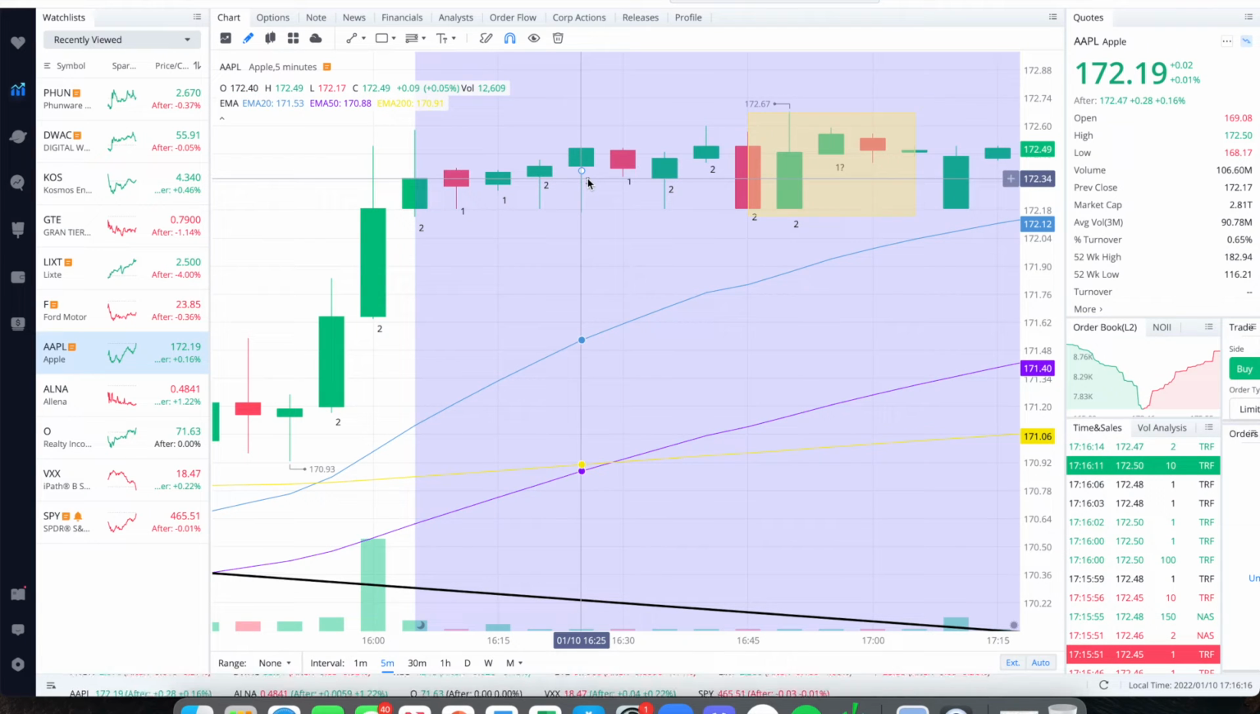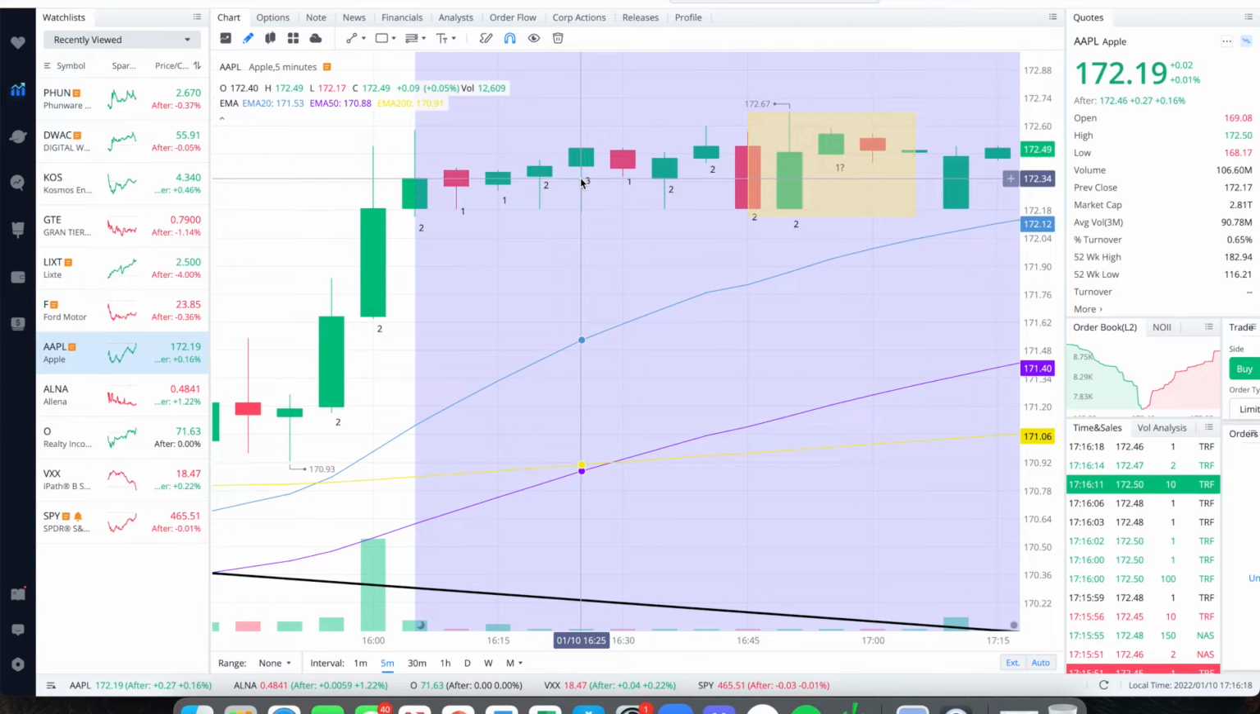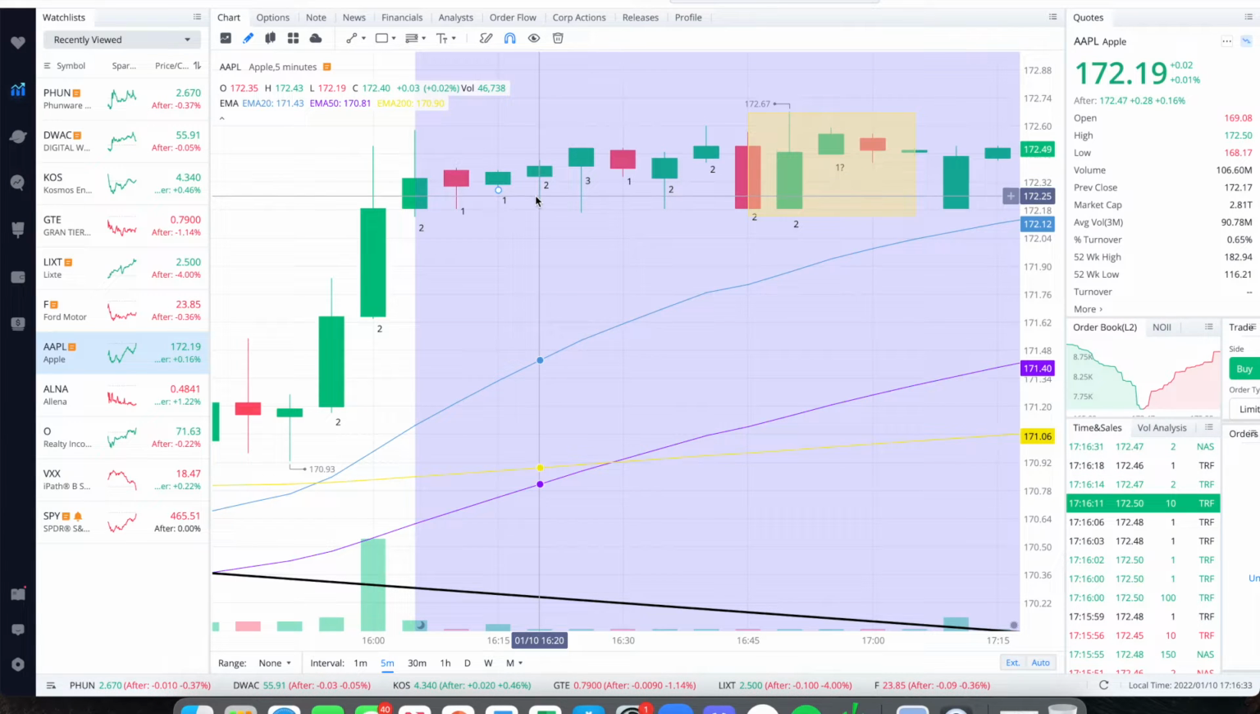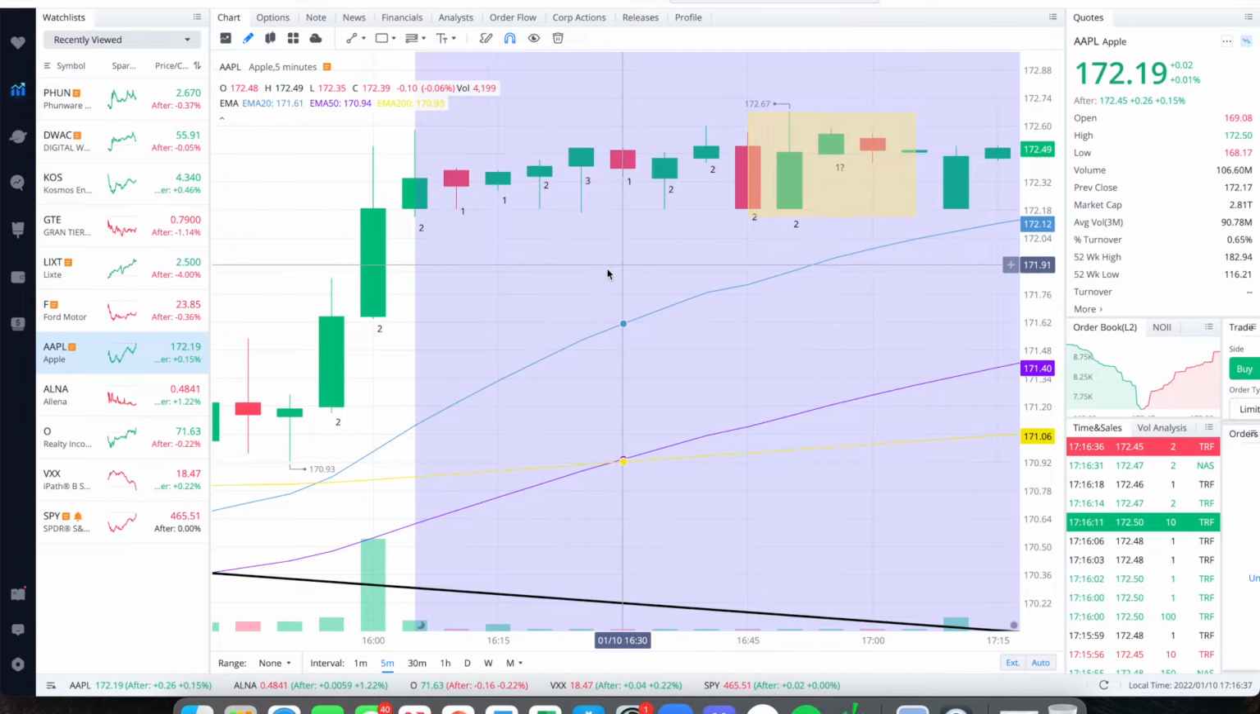And then for the last number, the number three, this is a candle that breaks both the high and the low. So unlike these, where it's high or low, this has to break both for it to be a number three candle. So the high for this was 172.49 and the low 172.17, and the previous candle was 172.43 and 172.19 for the low.